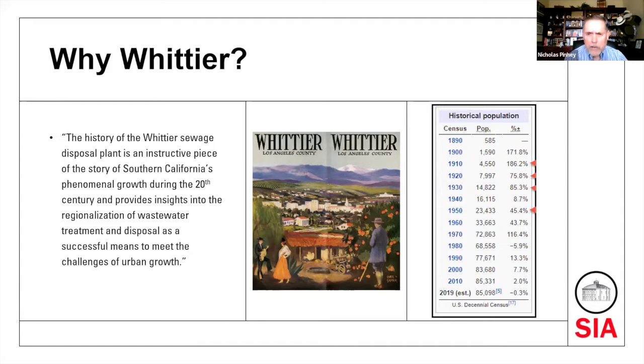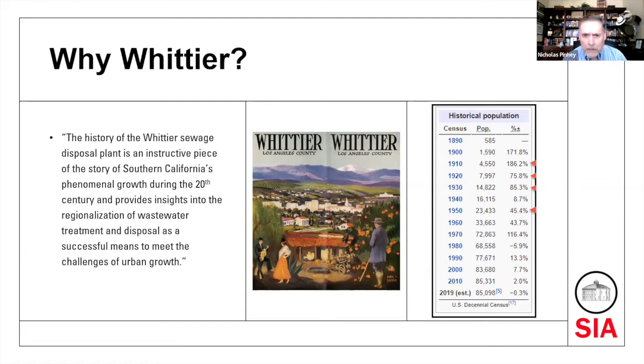Now, I've got a little chart next to the wonderful advertisement for Whittier from the early 20th century. I put this up because it shows the growth over time per census tract. It shows some particularly interesting points where you see the little red arrows, the population is jumping. Those points also happen to coincide with the adoption and development of new technologies for treatment to try to keep up with growth in the city.